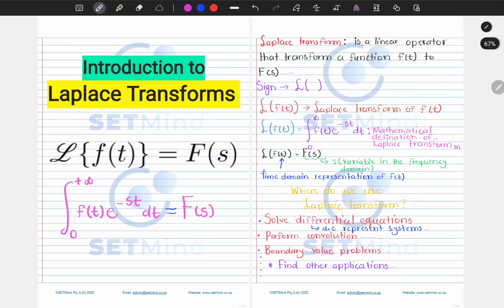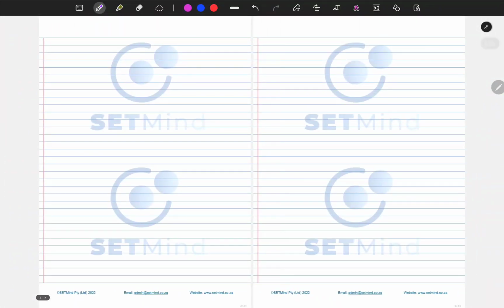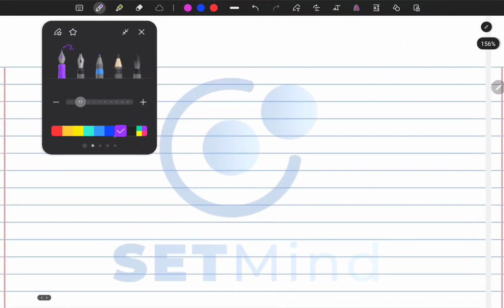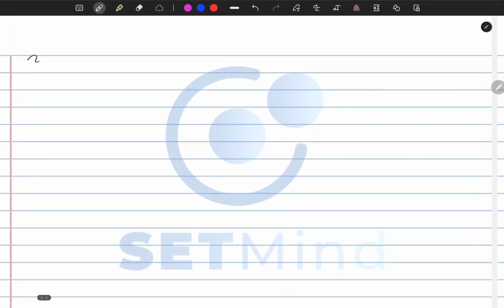Now let's go to the next page and write down our definition and then have a look at problems. If you remember, we previously mentioned that taking the Laplace transform of f of t is the same as having the integral from 0 to positive infinity of f of t e to the negative st.